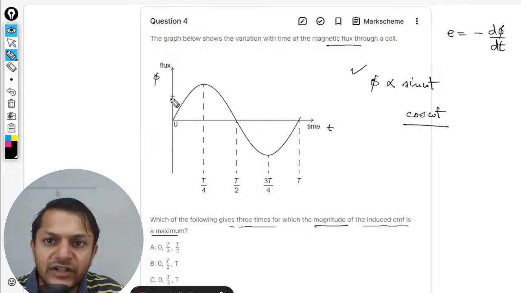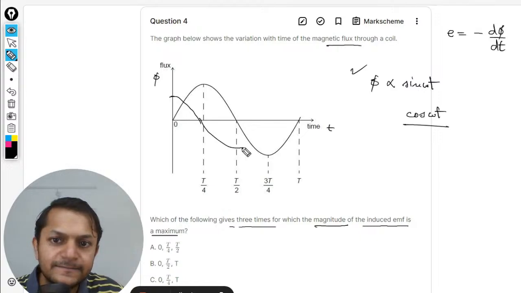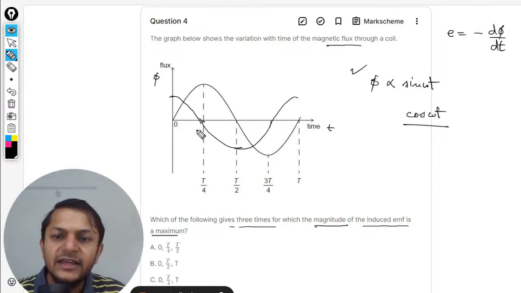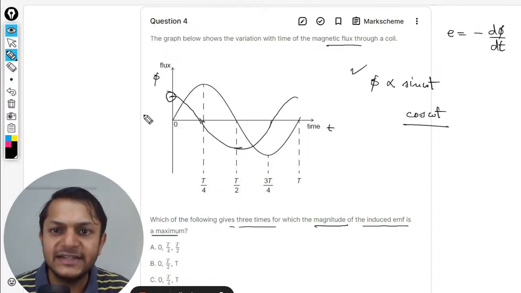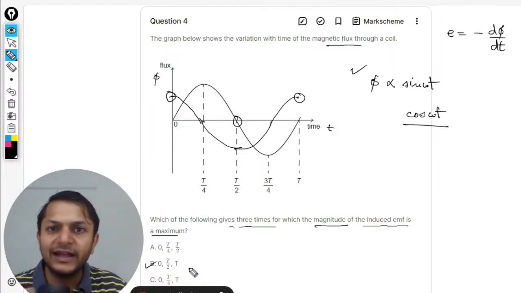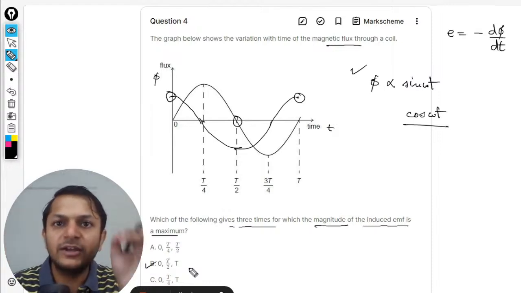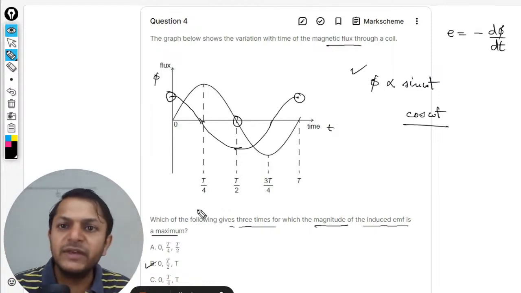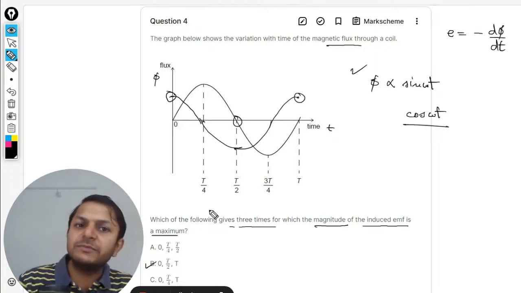So cos variation will somewhat look like this. Clearly, when is the cos maximum? It is at 0, at T by 2, and then at T. So taking these options here, B seems to be the correct option because it is 0, T by 2, and T. So clearly B will be the right option. So this is the first method that I'm telling you.